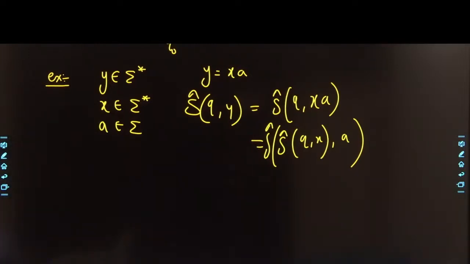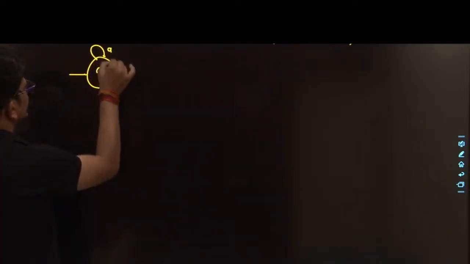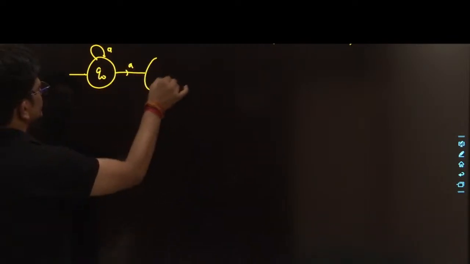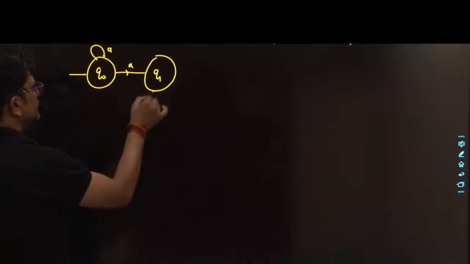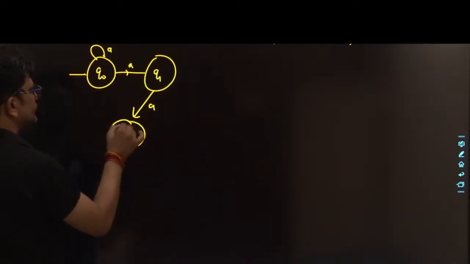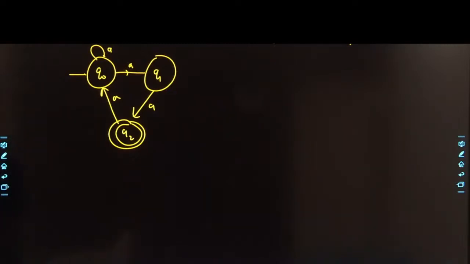Okay, now we'll see the extended transition function in NFA. We have an NFA where Q0 on A goes to Q0, and Q0 on A goes to Q1. Q1 on A goes to Q2. Q2 is our final state. So this is an NFA.